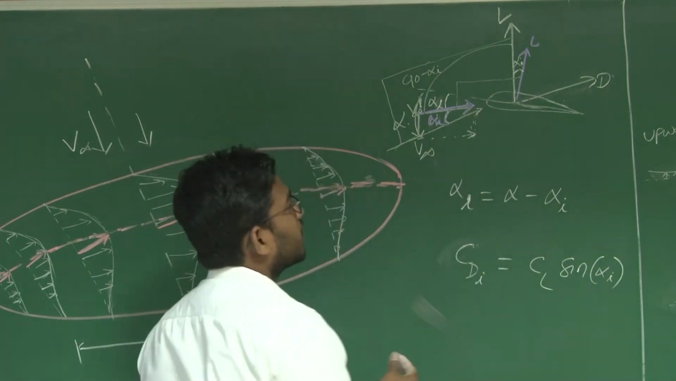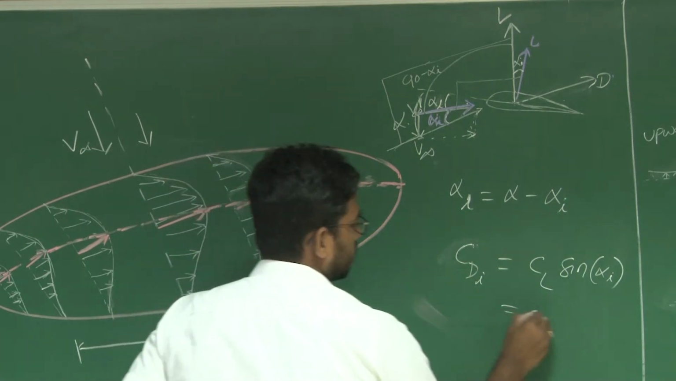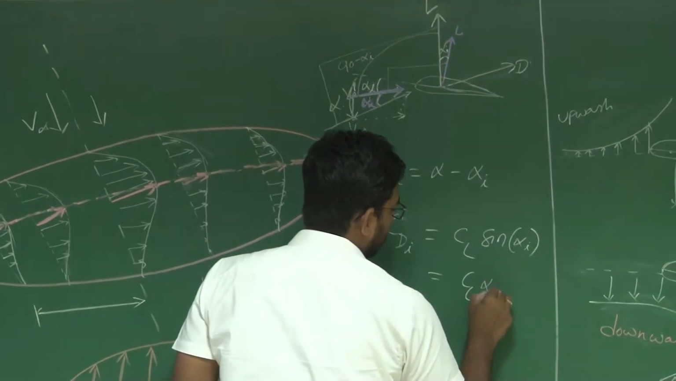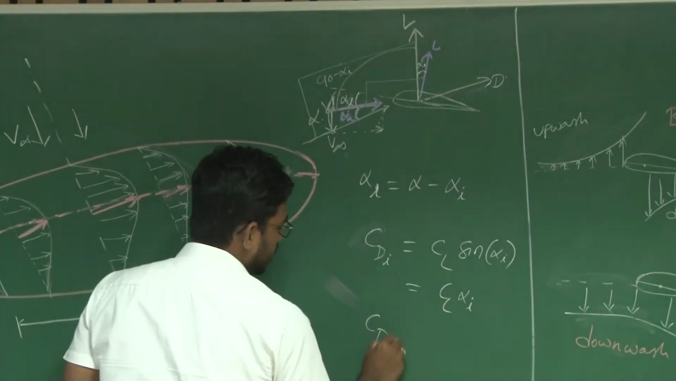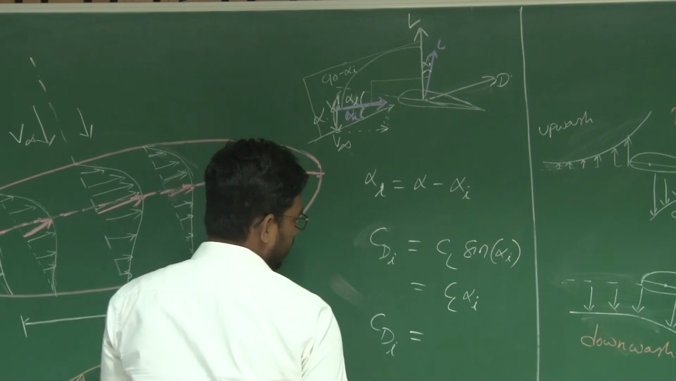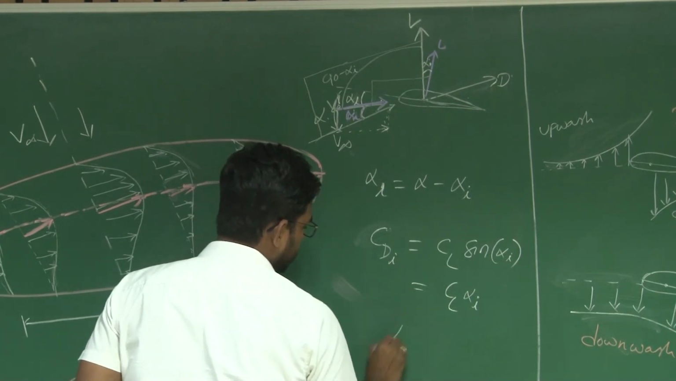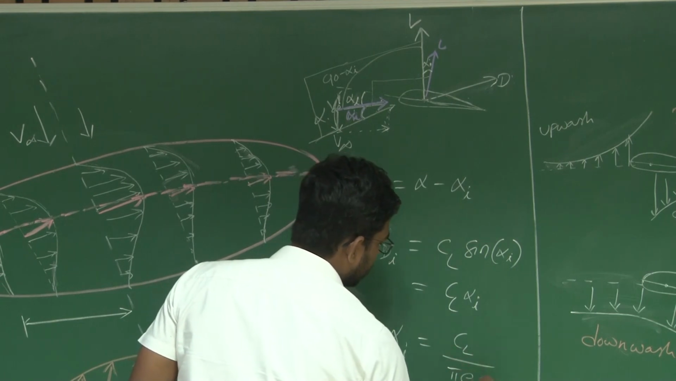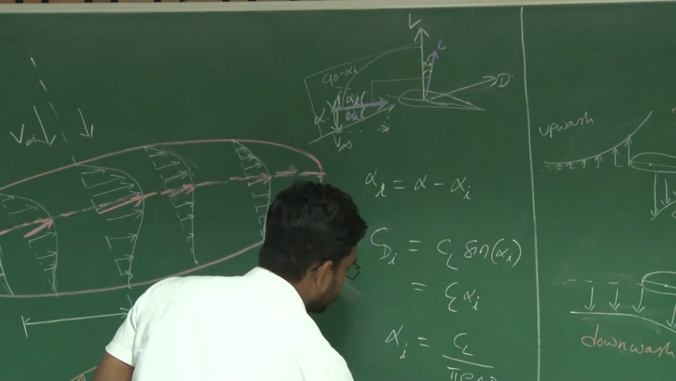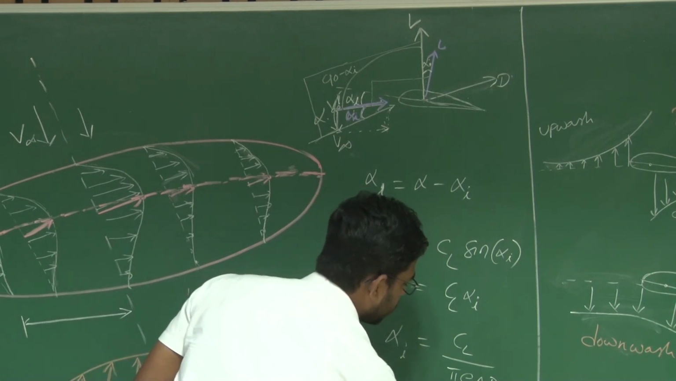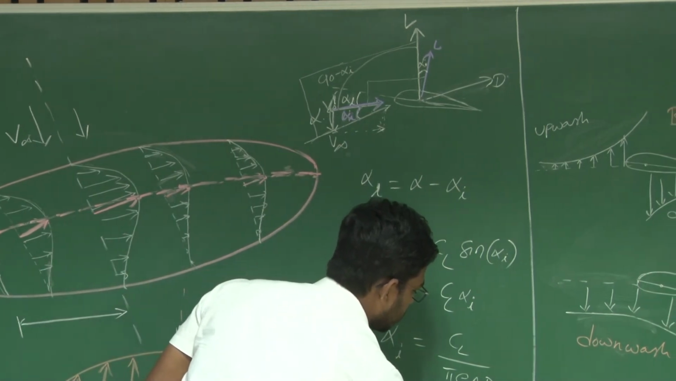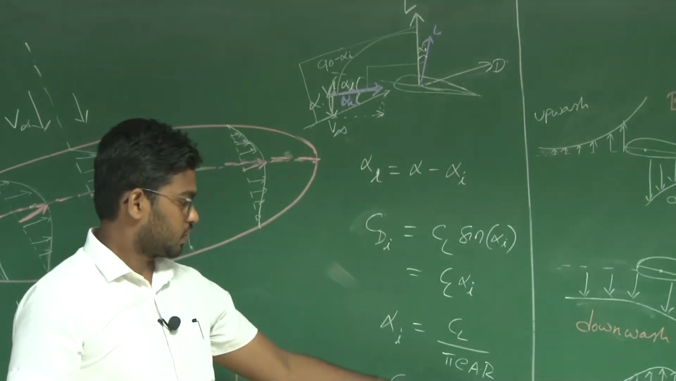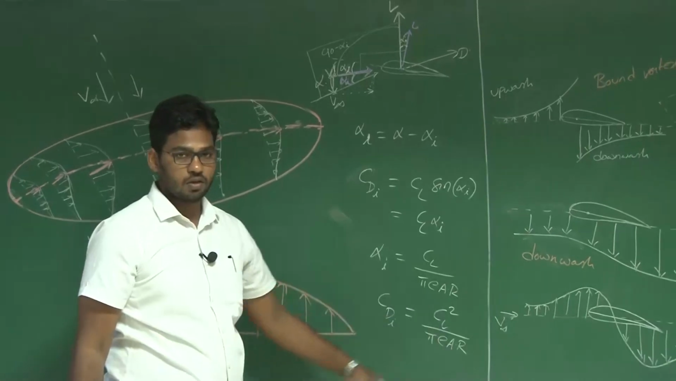Now since alpha I is small, we can assume CDI is equal to CL into alpha I. And again we know from the lifting line theory, alpha I is equal to CL by pi E AR. So CDI is equal to CL square by pi E AR. So the induced drag coefficient is equal to CL square divided by pi E AR.